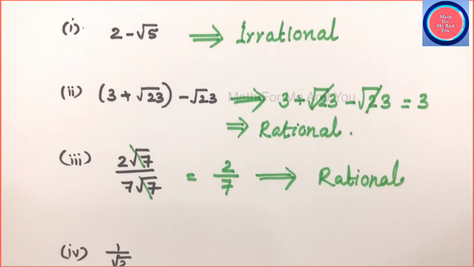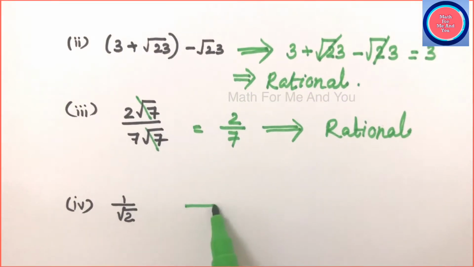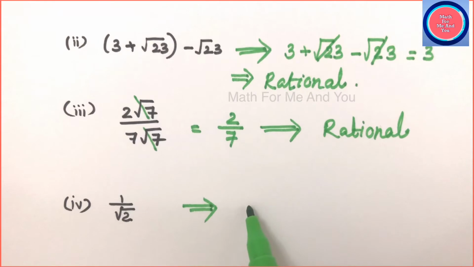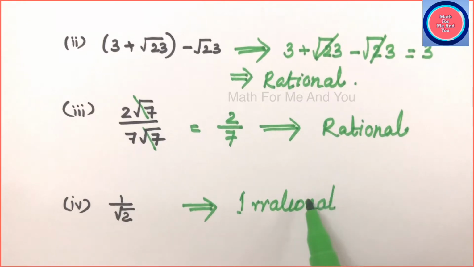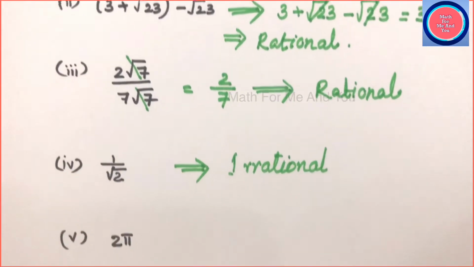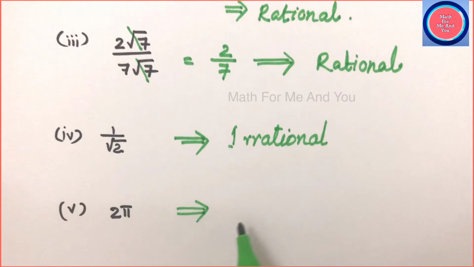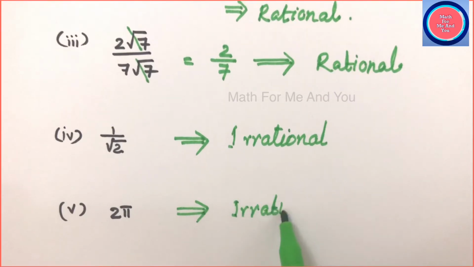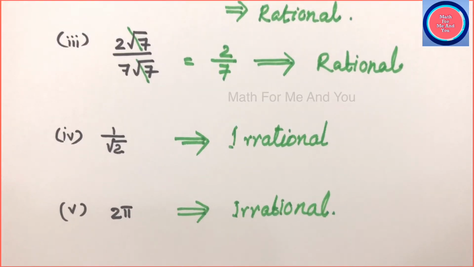Next number, 1 by root 2. 1 by root 2 is irrational. What is the reason why it is irrational? 1 is an integer but root 2 is not an integer. Even though it is in p by q form, it is not in integer by integer form. So it is an irrational number. Next is 2 pi. Pi is irrational, we know, and 2 is a rational number. When we multiply an irrational number with a rational number, the result is irrational. So here 2 pi is irrational.